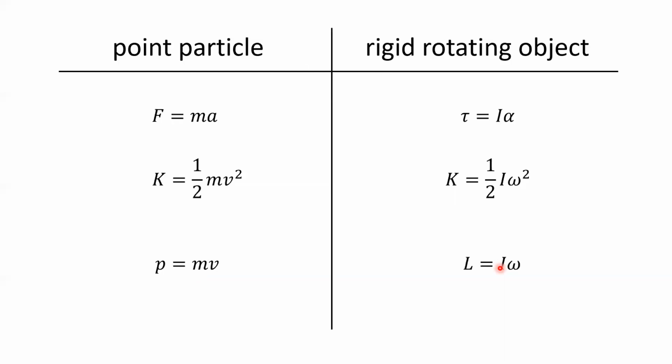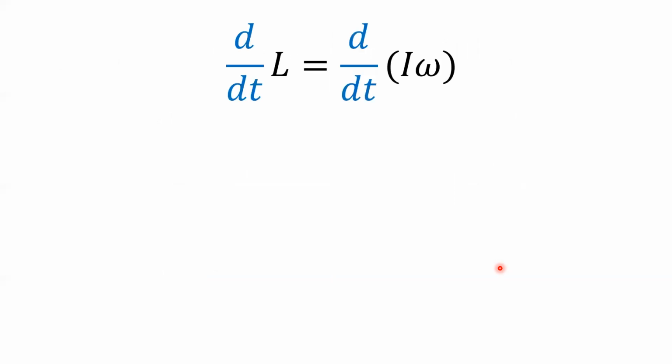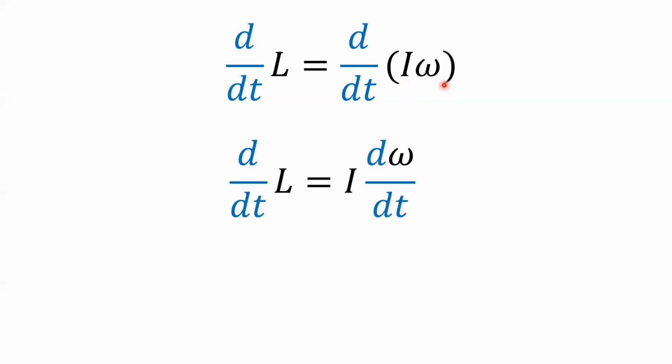All right, we're going to add one more formula to this table. Okay, L equals I omega. Let us take the derivative of both sides with respect to time. This must be headed somewhere interesting. All right, if both sides are equal, then their time rates of change should also be equal. And what can we do here? Right.